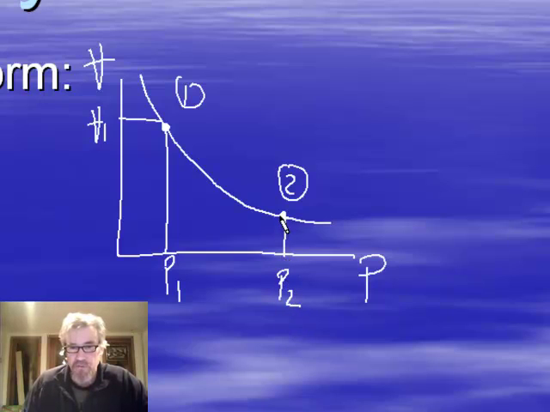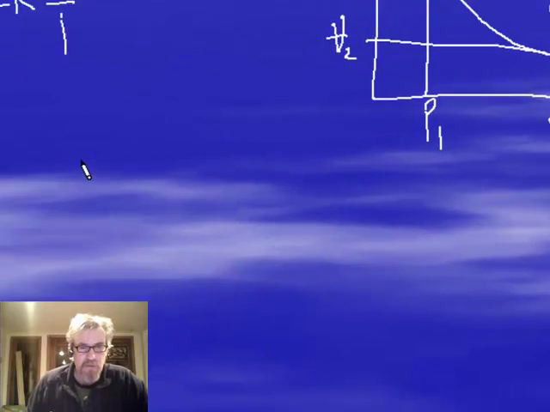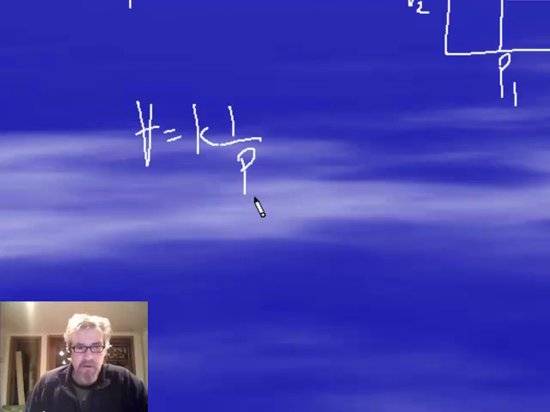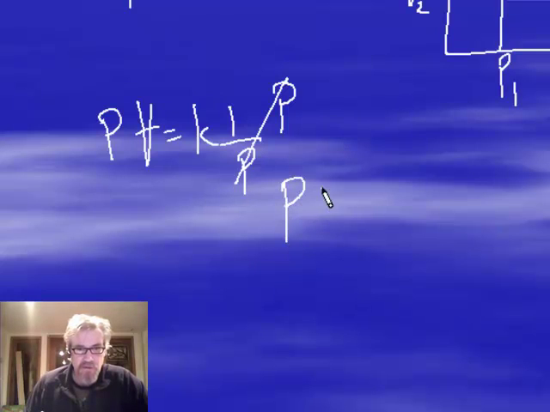P2 is our pressure at point 2, and V2 is the volume at point 2. If we have the relationship that says volume is equal to a constant number times 1 over pressure, and we do a little algebra to that, multiply both sides by P, we find that P will cancel out, and we get this relationship. Pressure times volume is constant.